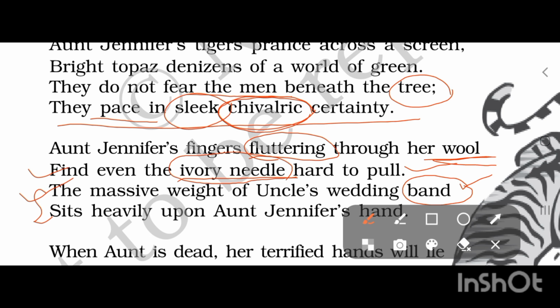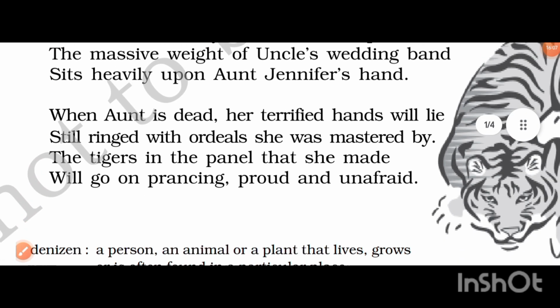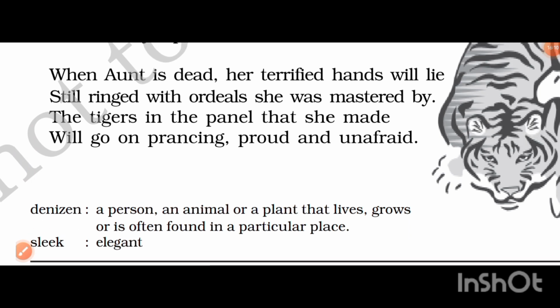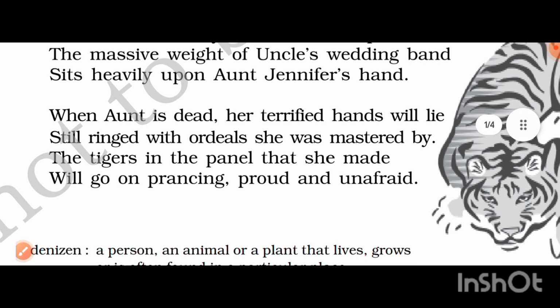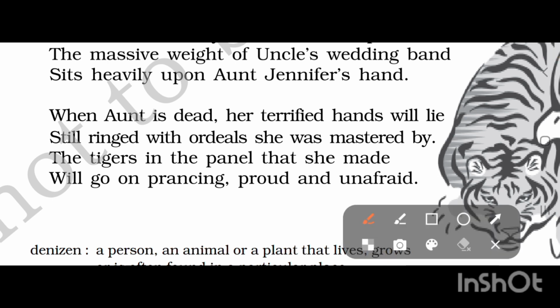So directly, she is totally suppressed, not at all happy in her married life, and she is not able to bear those restrictions, because I hope you know that during marriages they often exchange what? Rings. So here this band is symbolizing those restrictions extended by Aunt Jennifer's husband. I hope quite understood. Now moving to the next stanza, our last third stanza. When Aunt is dead, her terrified hands will lie, still ringed with ordeals she was mastered by.